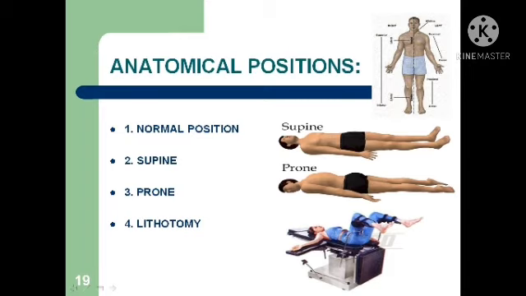Anatomical position: a human being standing upright with the eyes forward, the toes forward, and the palms looking forward. This is the normal anatomical position. The supine position: if we lay the person down on the ground, that is called supine. And the prone position, if we turn the person upside down, the third one, is called the prone position.